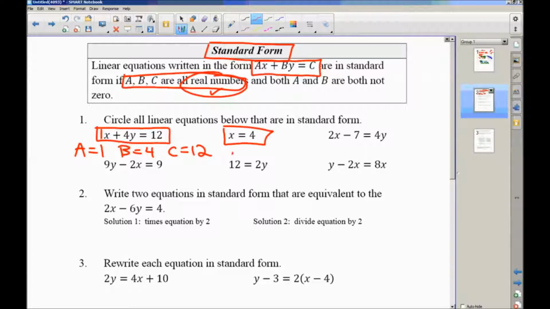And in this case, the A is 1, the B is 0, and the C is 4. So we're allowed to have either A or B be 0. In this case, they had B be 0, so there's no Y variable term. Okay. Number 3 here is not in standard form. The X and Y have to be on the same side. The fourth one here is in standard form.